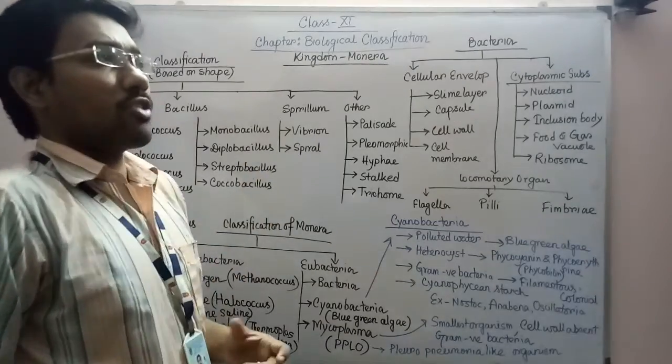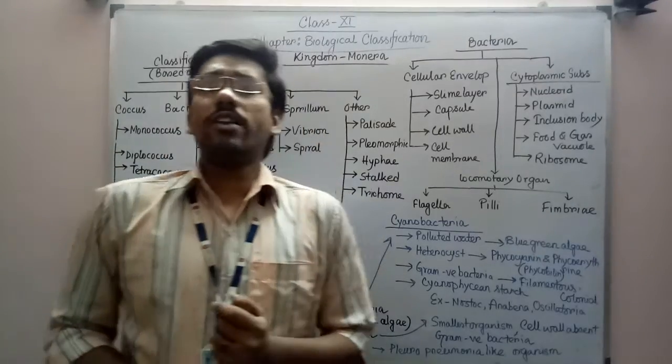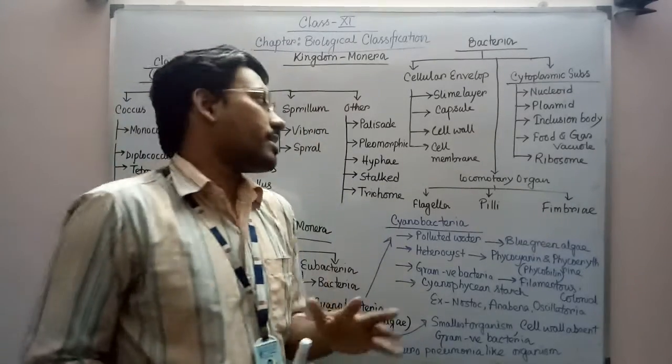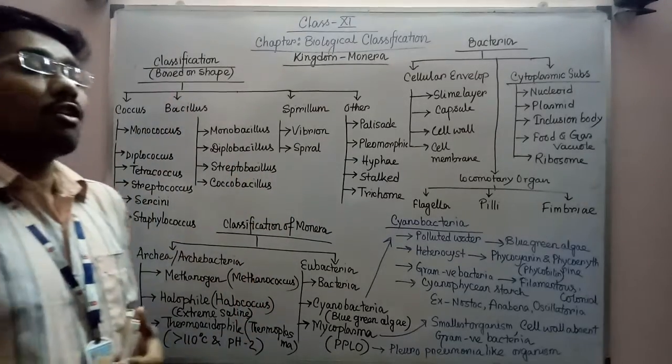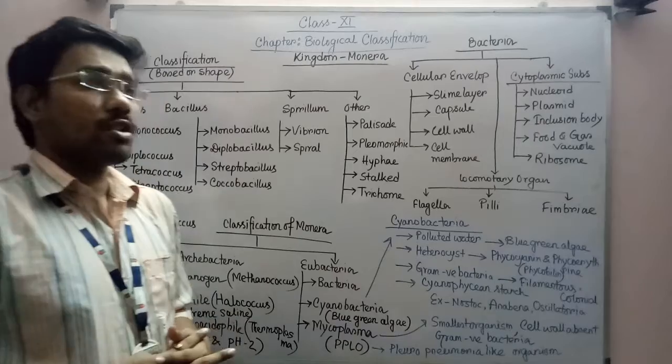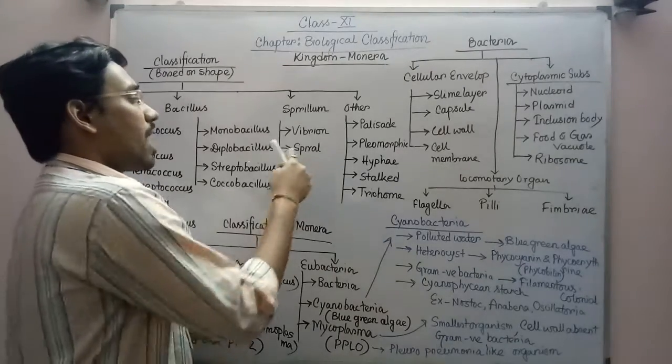Next, spirillum bacterium. Spirillum bacterium is the kind of bacteria which is spiral shaped. They can be comma-shaped, for example Vibrio cholerae, which is the causative organism of cholera. And second, spiral.